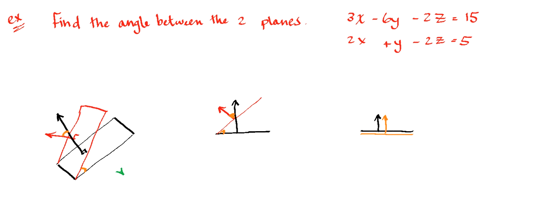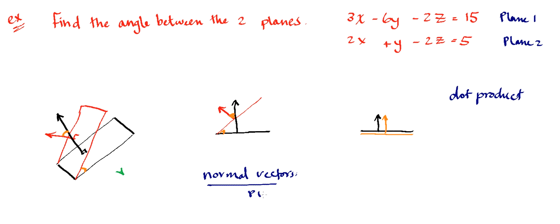Okay, so how do you find the angle between the two normal vectors? Again, whenever we want to find the angle between any two vectors, we use the dot product. So let's figure out the normal vectors. If you remember, when we first introduced planes, we said that the normal vectors have components as the coefficients of the x, y, and z. So let's say this is plane 1, this is plane 2. Normal vectors: for plane 1, the normal vector will be (3, -6, -2). For plane 2, the normal vector will have the components (2, 1, -2). These over here.